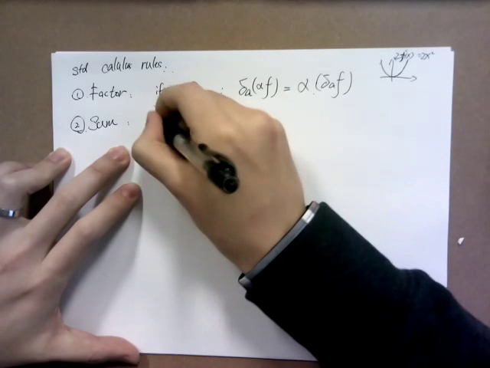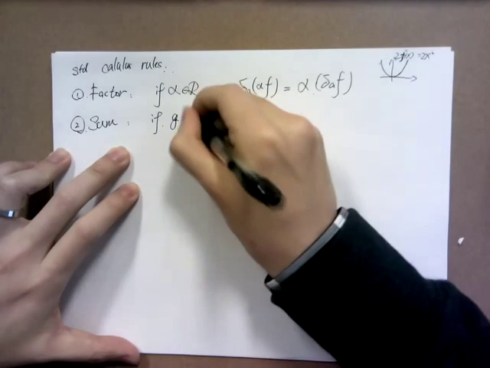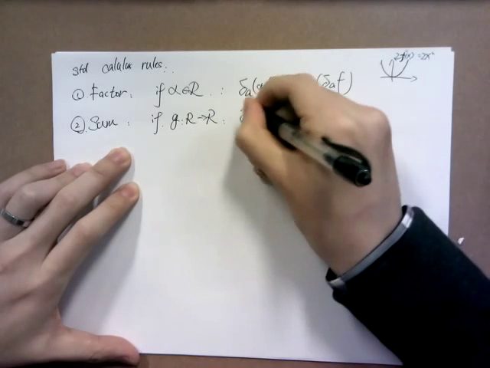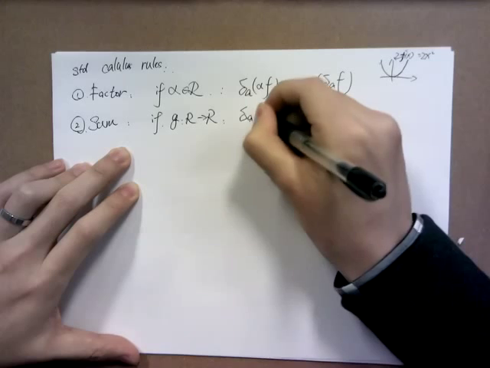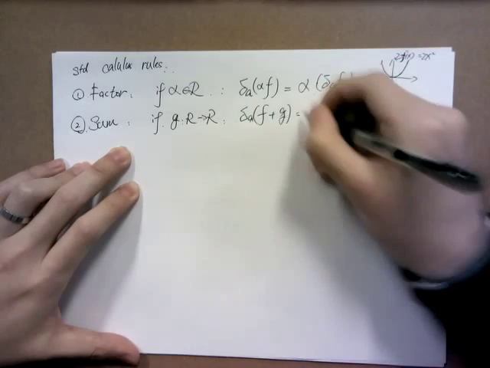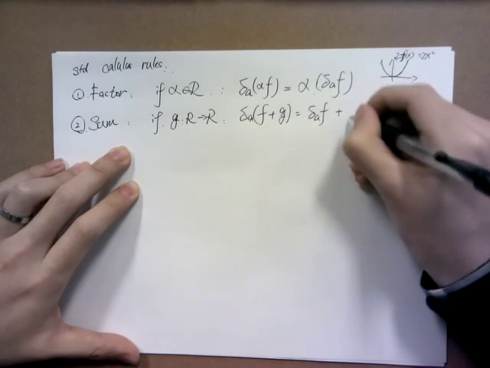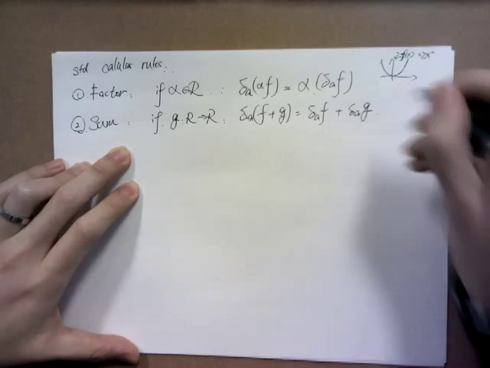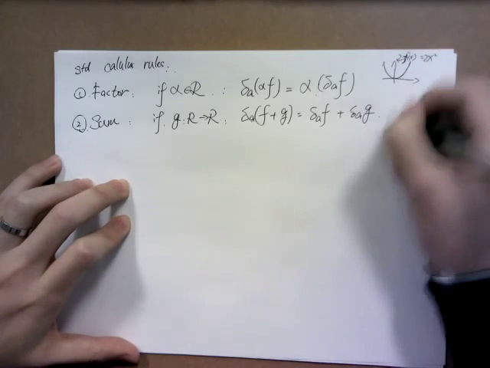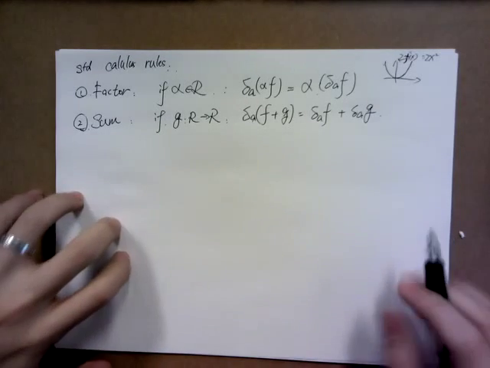So if I have another function g, which is also a map from R1 to R1, the total derivative near point a of f plus g, I can just expand it out, is the sum of the total derivatives of f and g individually. So basically, those two rules tell you that the first order derivative of a function is basically a linear function.